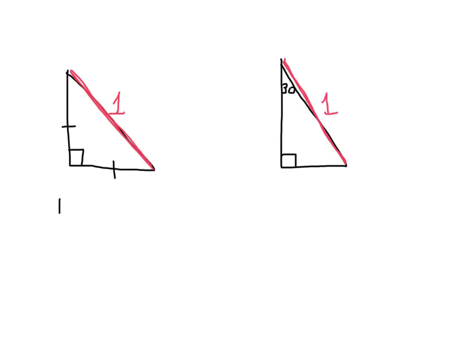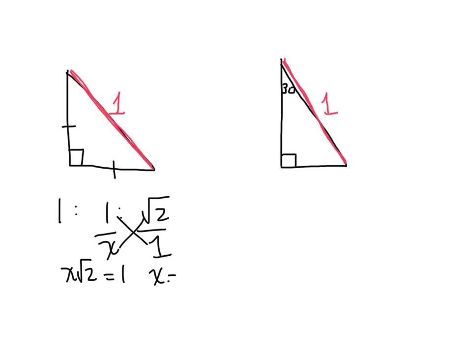So this is 1, 1, radical 2. I have the side opposite the 90. I need to find this side. So if I solve this, I get x radical 2 equals 1. And if I divide by radical 2 and rationalize, I will get x equals radical 2 over 2. So this side is going to be radical 2 over 2, and this side is going to be radical 2 over 2. Same thing here.